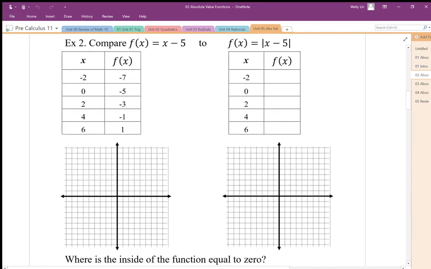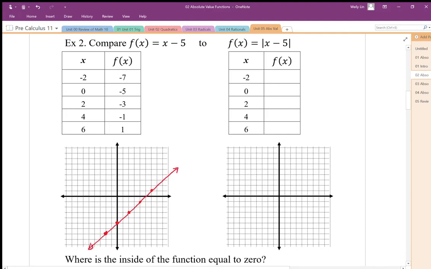So as I graph my original function, I'll graph it in red: -2, -7, right about there; 0, -5; 2, -3; 4, -1; and 6 over 1 up. Okay, so it's going to be a straight line that looks like that.